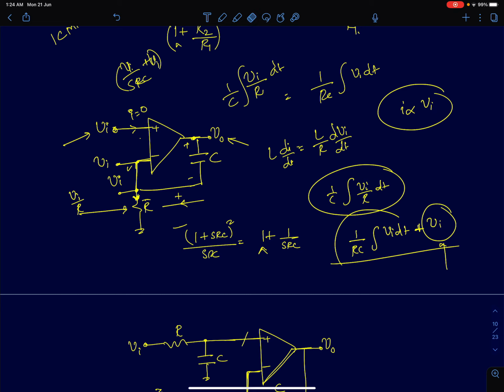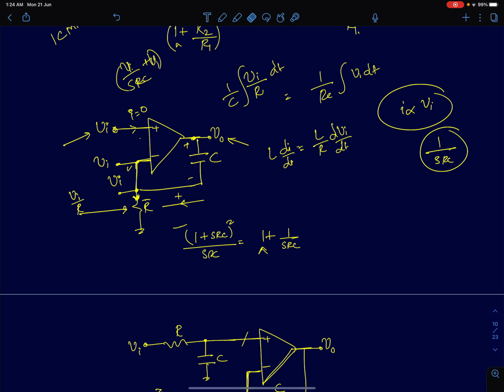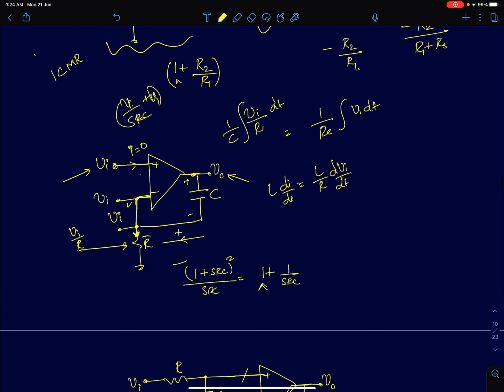But can we do that without using an additional op-amp? If I want to get rid of this term, if I want to have a pure integrator 1 by SRC using just a single op-amp, that can be done by looking at the transfer function, by making some small modification to the circuit, keeping the transfer function in mind. So first, the transfer function of this circuit, I'll write it in Laplacian domain. You have a current VI by R flowing through an impedance 1 by SC plus VI equals V naught. So the transfer function is 1 plus 1 by SRC, which can also be written as 1 plus SRC upon SRC.